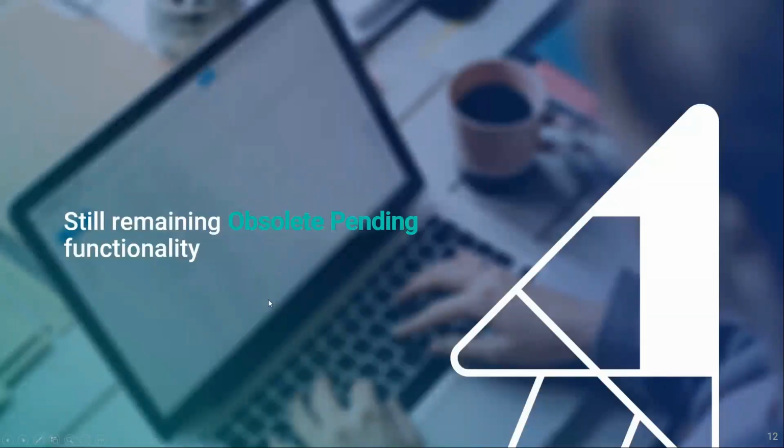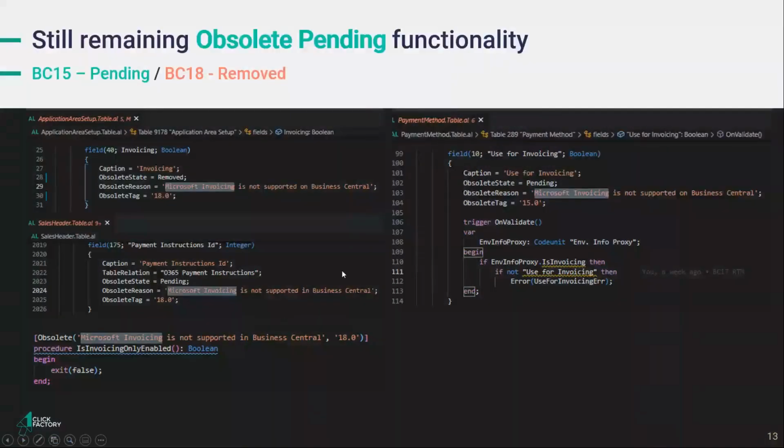So let's review the still remaining obsolete pending functionality in the Business Central 18 version. First is the invoicing, Microsoft invoicing. In Business Central 15, it was pending. In Business Central 18, there are some removed places, but also some new pending places due to this invoicing. Again, this can be a reason if new places appeared to be obsoleted. So that's why obsolete tag 15 is still pending, because we need to remove all the related functionality.